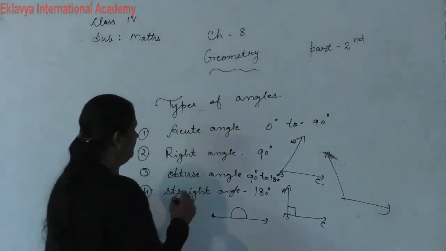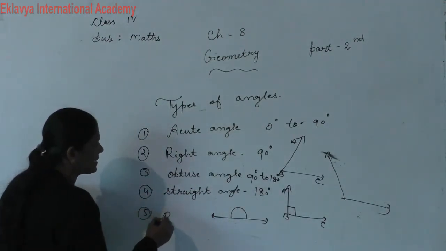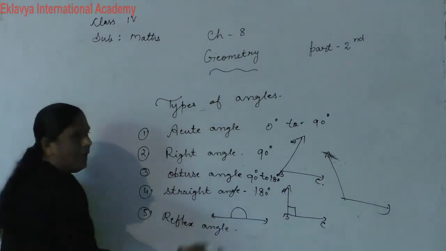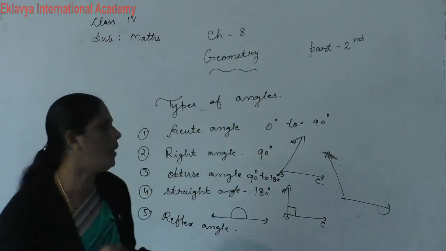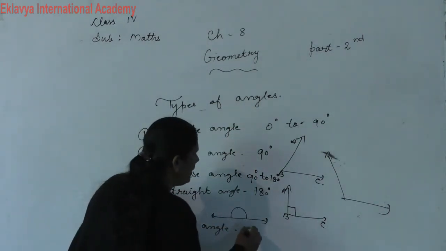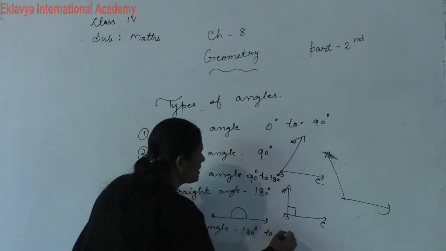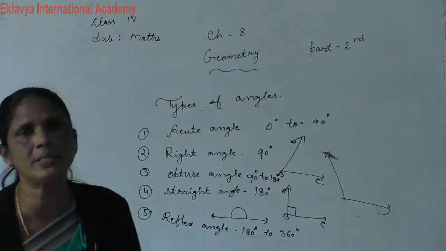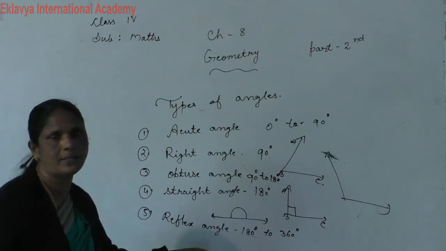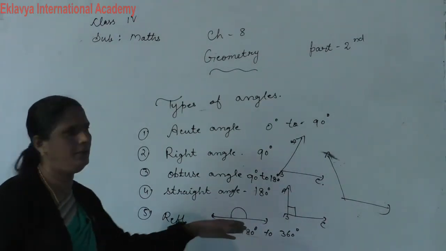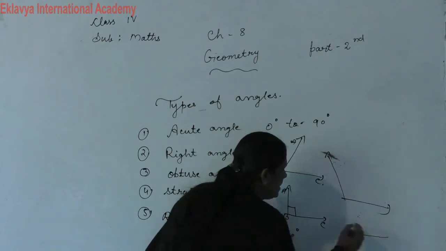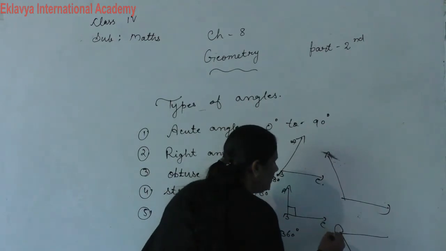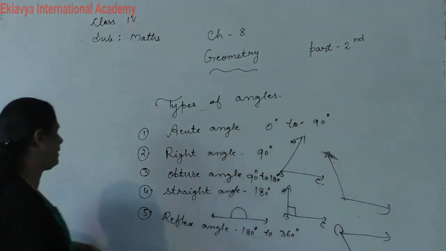Next, fifth, reflex angle. An angle whose measure is between 180 to 360 degrees is called a reflex angle. This is a reflex angle.